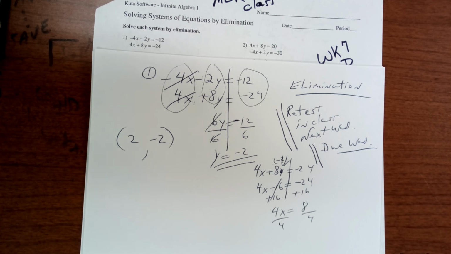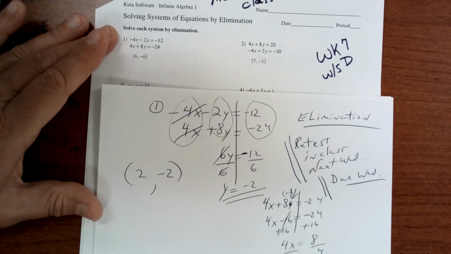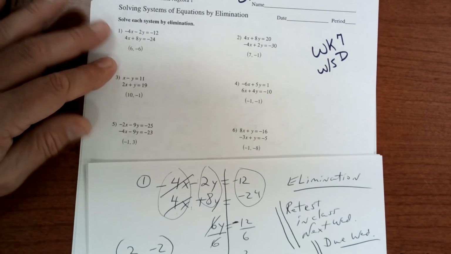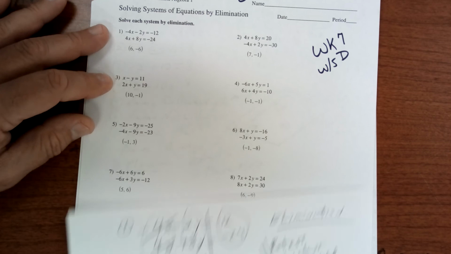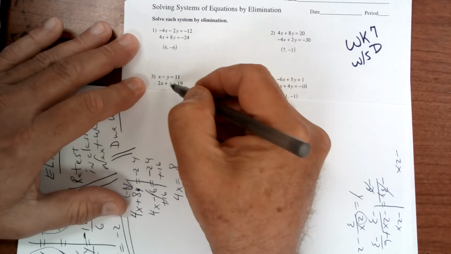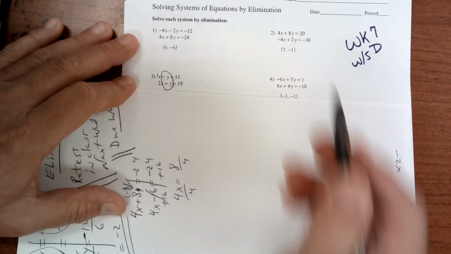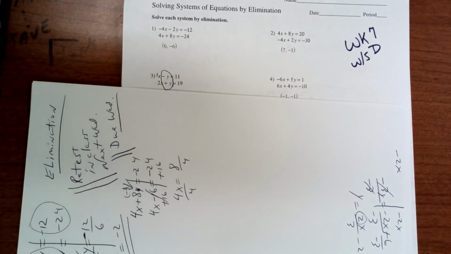So to do elimination, you have to line it up, your x's, y's, and numbers like standard form. All right, so that's pretty much how we're going to be doing this. And if you look at number 3, I don't know if you can see it, but here the y's are going to cancel out. So that's going to be 3x is equal to whatever that is, 30. All right, so there it is.